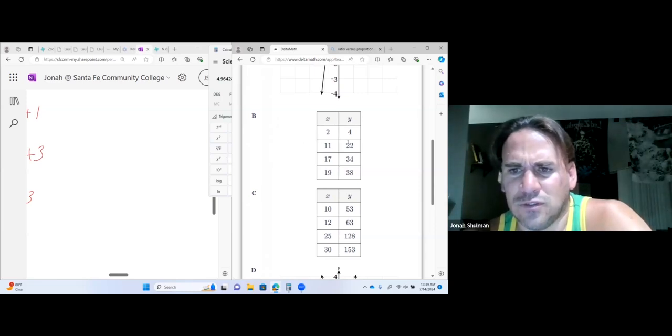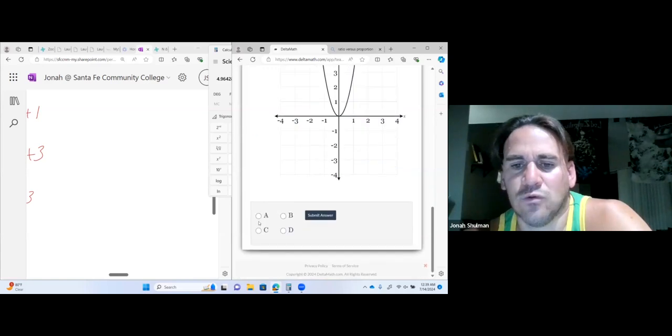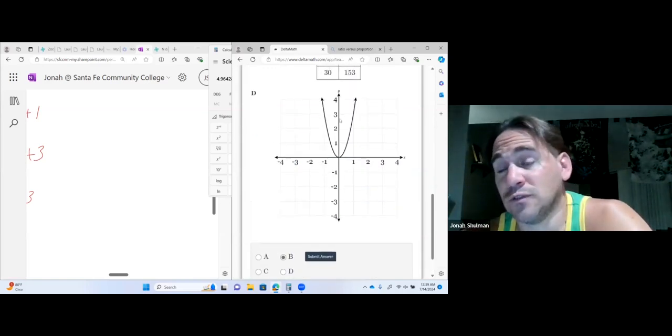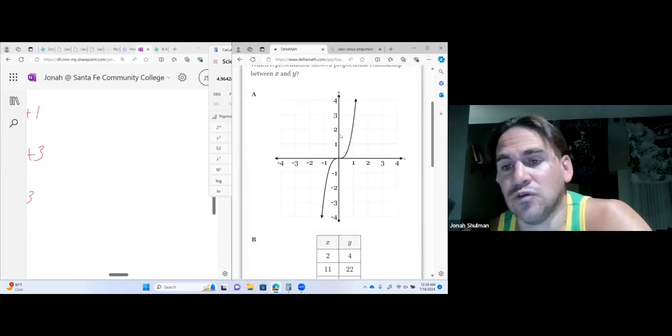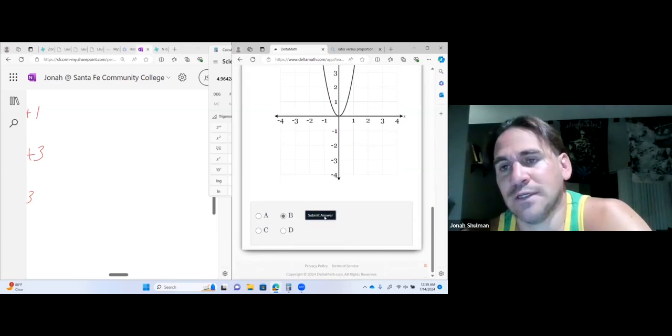Four divided by 2 is 2. 22 divided by 2 is 2. 35. Yeah, it's B. Cool. Just so you know, this is quadratic. This is cubic. Just in case you were curious.